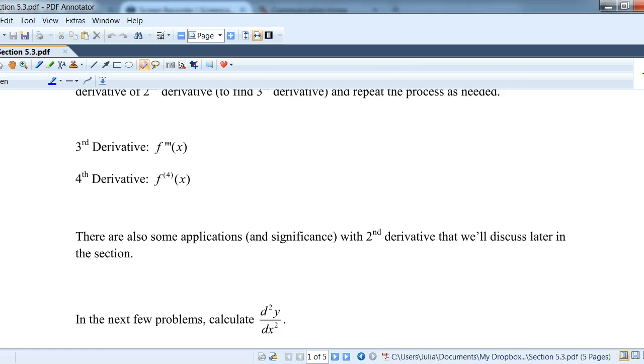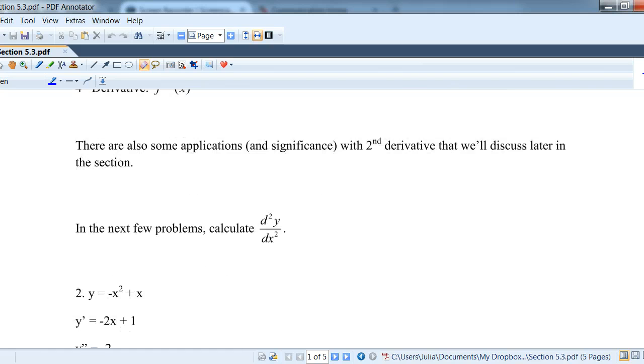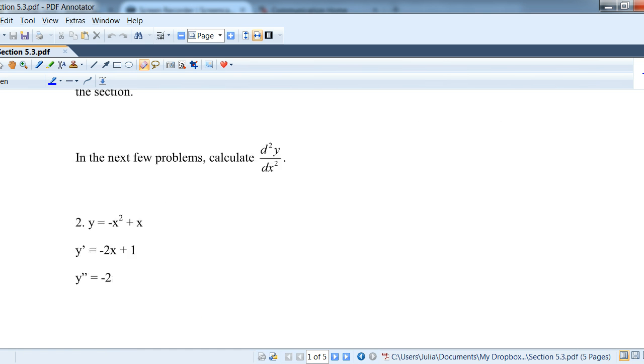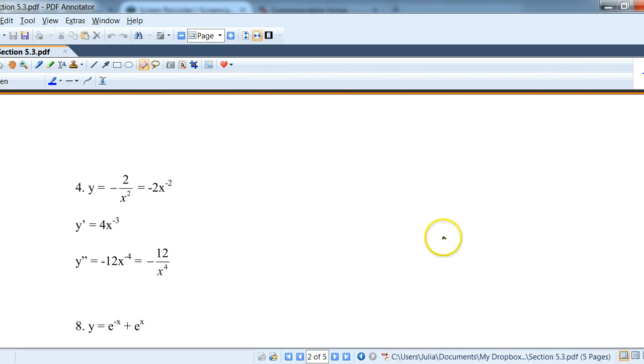So in the next few problems, let's practice calculating second derivative. So let's say if we have y equals negative x squared plus x, then y prime, the derivative of original, will give us negative 2x plus 1. Then what's the derivative of that, or y double prime? Well, that's just negative 2. So notice with polynomials, you don't have to go too far before you get 0. That's just with polynomials though, not true about other functions.